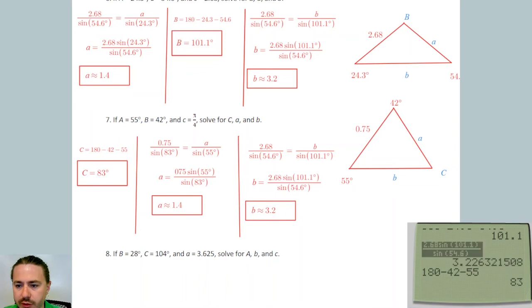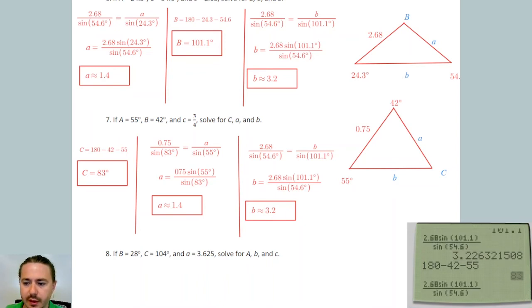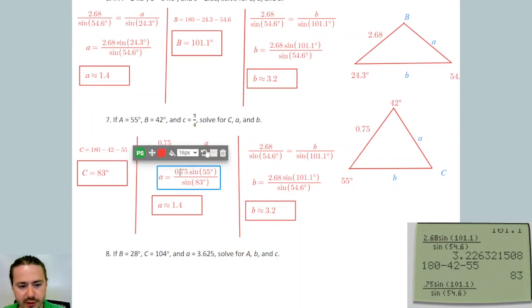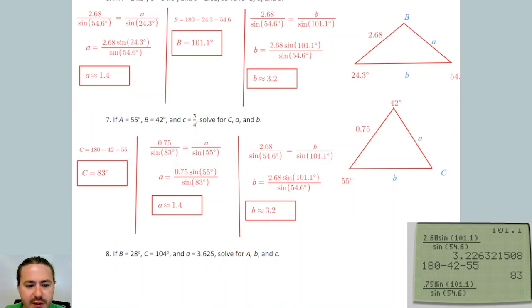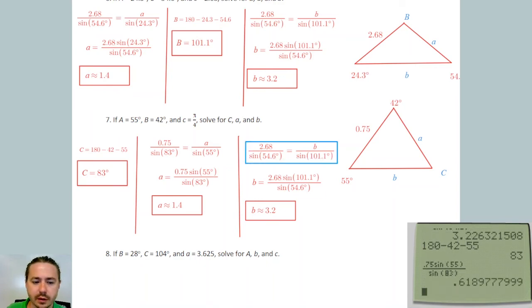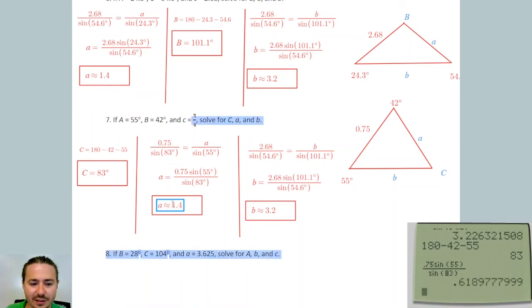So let's see here. We'll just copy this. So we got 0.75 times the sine, oh, I forgot the little decimal there, times the sine of 55 divided by the sine of 83. And it looks like we get approximately 0.6, so 0.6 here.